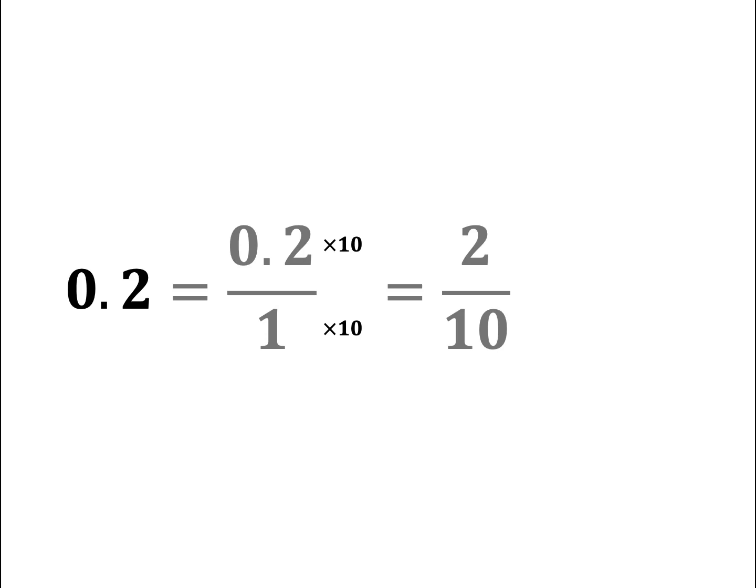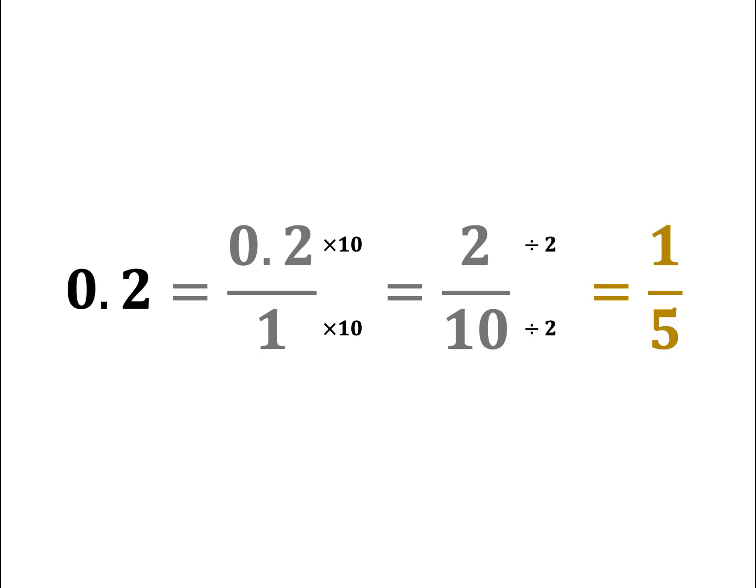The only thing left to do is simplify the fraction. Both numbers can be divided by 2, giving us the fraction 1 over 5. 1 and 5 have no other factors except for 1, so the final fraction is 1 over 5. 0.2 equals 1 over 5.